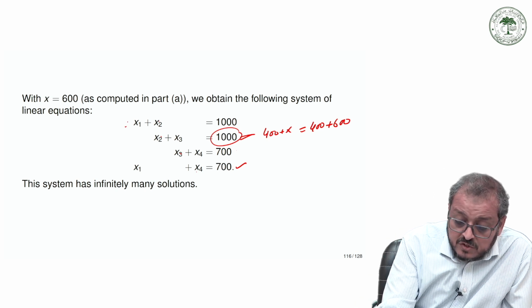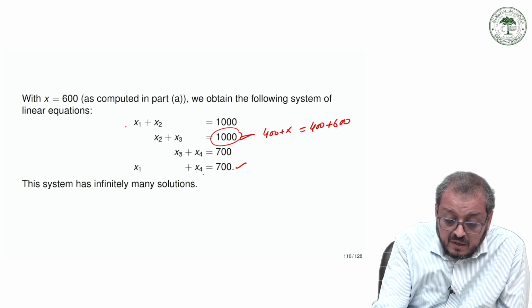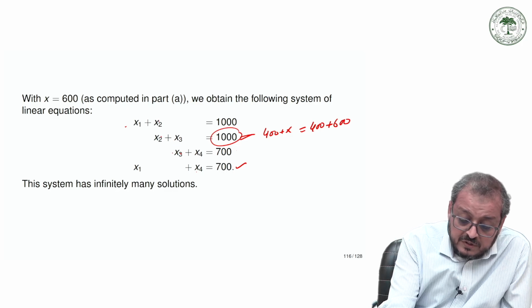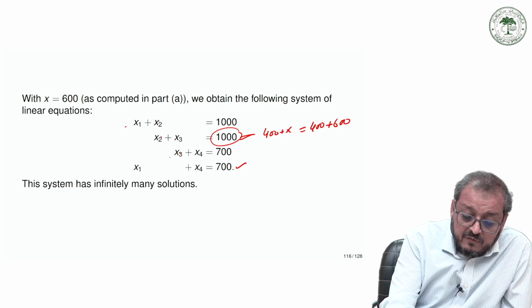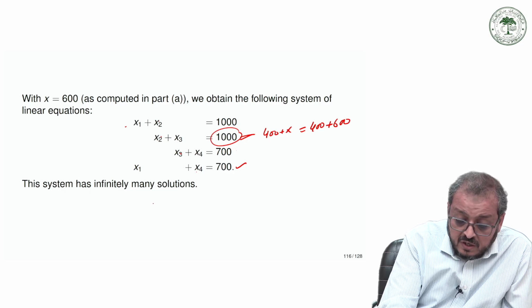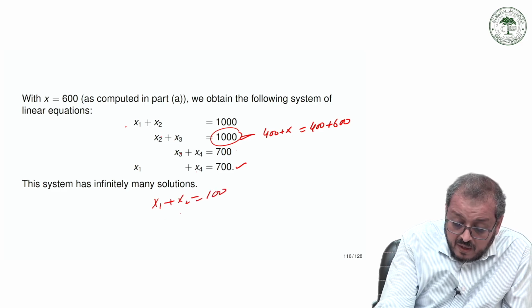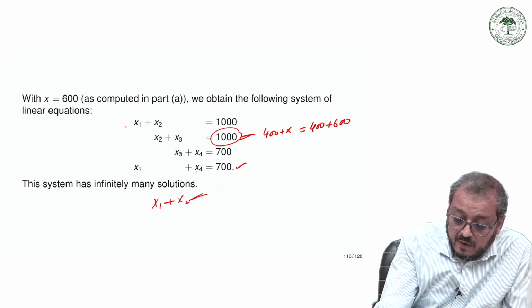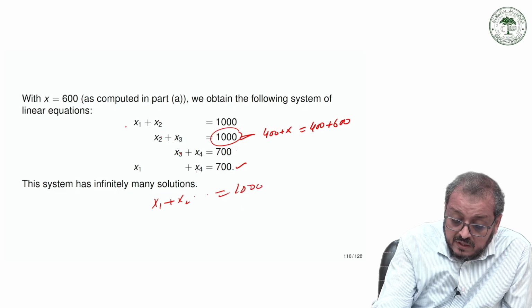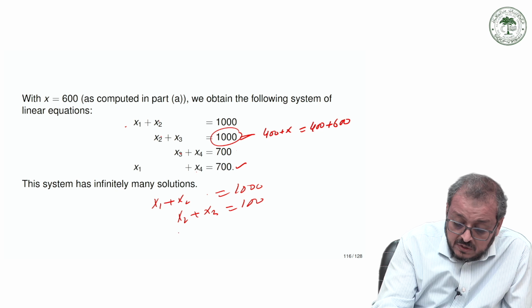This means if you take any two elements, from these two you can eliminate x4, then x1 and x3, and then x2, eliminate this. So first we can try x1 plus x2 is equal to 1000. Now we have x2 plus x3, which again is equal to 1000.